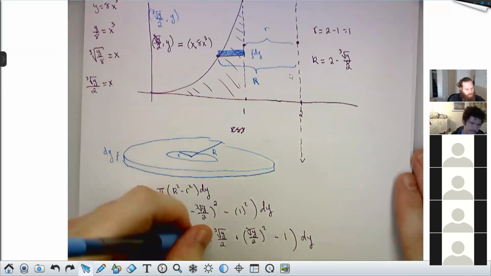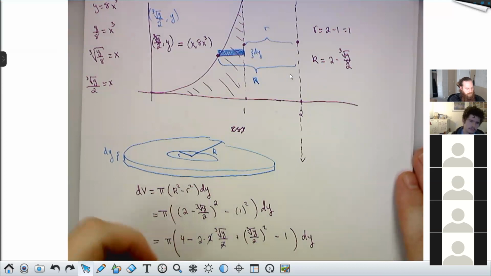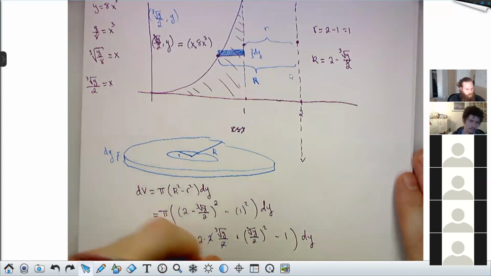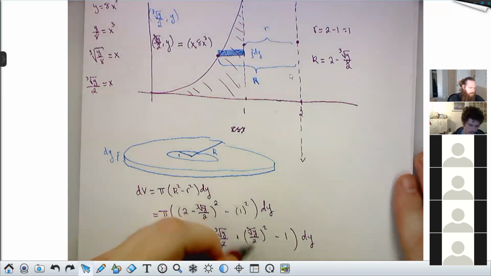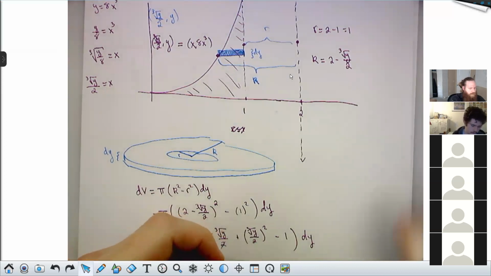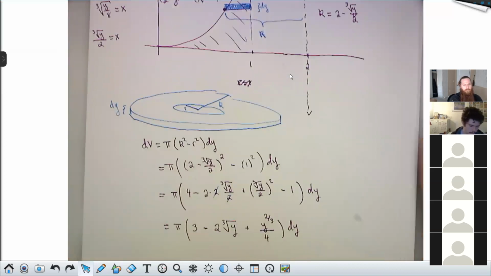I can cancel these twos. And I'll get pi times, well, here I have 4 minus 1, that's 3. And then minus 2 times the cube root of y, plus the cube root of y all squared, that's y to the 2/3 power. And that's being divided by 2 squared, which is 4. So that's how this simplifies. And then we'll need to integrate.